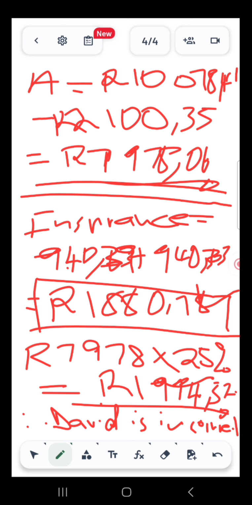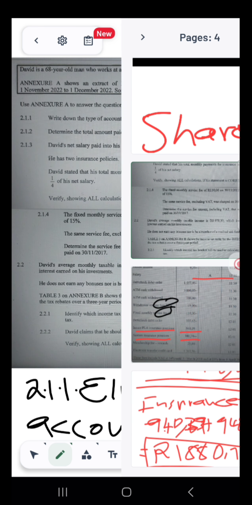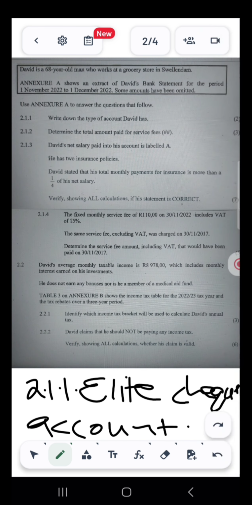Okay. So we are done, brothers and sisters, with the 7 marks question. Question 2 alone is close to 10 marks. Basically, we go to the last question, 2.1.4.